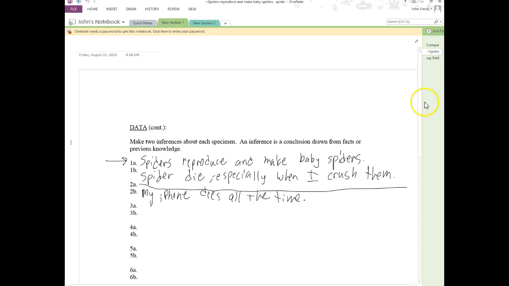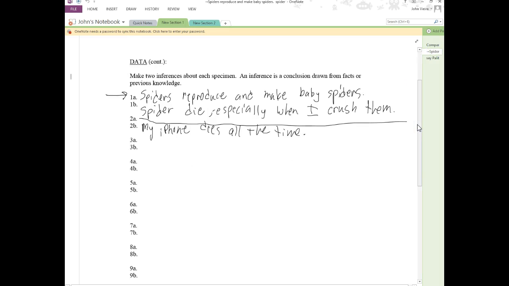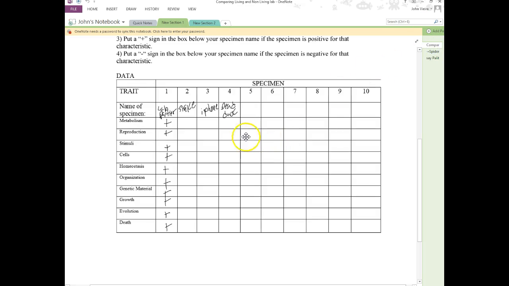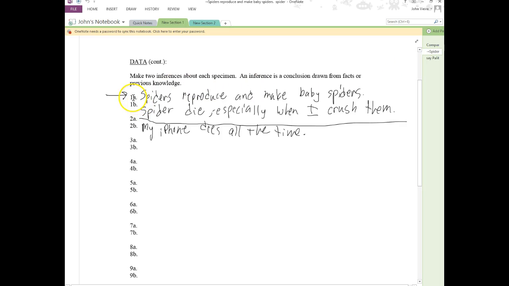The second page of this is taking what you put in the very first page and writing 2 sentences. So for instance, spiders. Let's say a spider was one of your specimens. If you put a spider right here, spiders have metabolism, spiders reproduce, spiders respond to stimuli. So you're going to put pluses all the way down here. So one of the things that you're going to have a sentence about is spiders reproduce and make babies. So this is an inference that is drawn from information that you have about spiders.